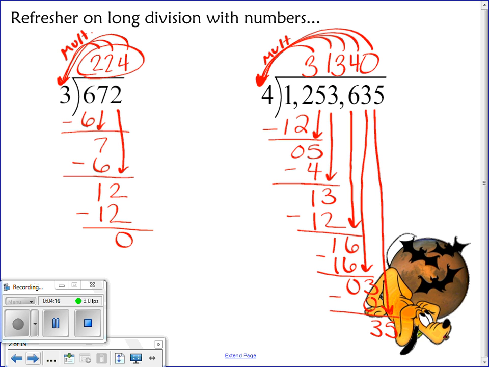How many times does 4 go into 35? 8. Multiply. 8 times 4. Subtract. We have a remainder of 3. What do you do with the remainder? Don't do the R thing. What'd you say, Seth? Yes, thank you. Your remainder is 3, and we put that over whatever it was you were dividing by.